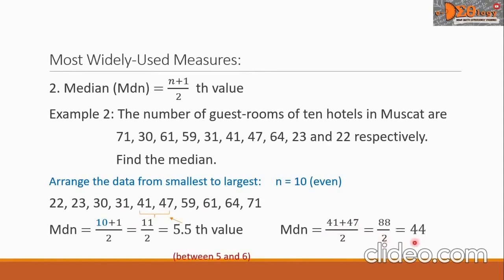This is our median. Take note, the median 44 divides the ordered data into two groups. The first group is below the median, and the other group is above the median. This is our final answer.